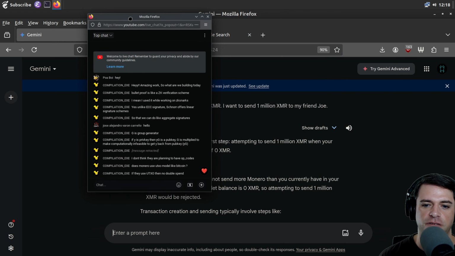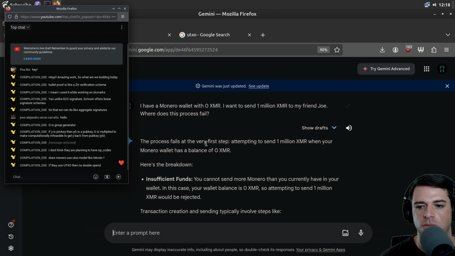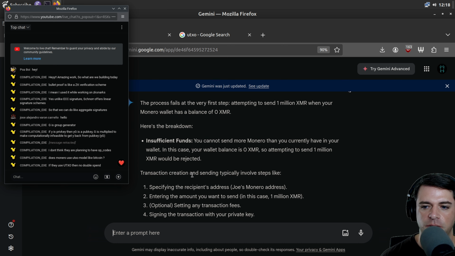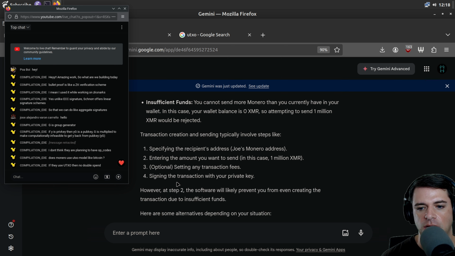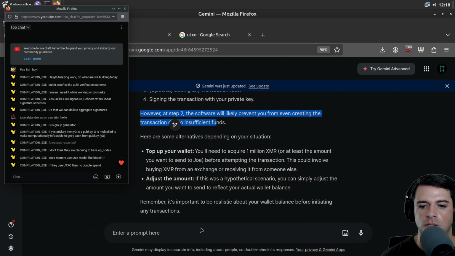It failed at the very first step. Insufficient funds. You cannot send more Monero than you currently have in your wallet. In this case, the balance is 0. Transaction sending typically involves steps like specifying the address, ensuring the amount you want to send, setting any transaction fees, signing the transaction with your private key. However, in step 2, the software will likely prevent you.